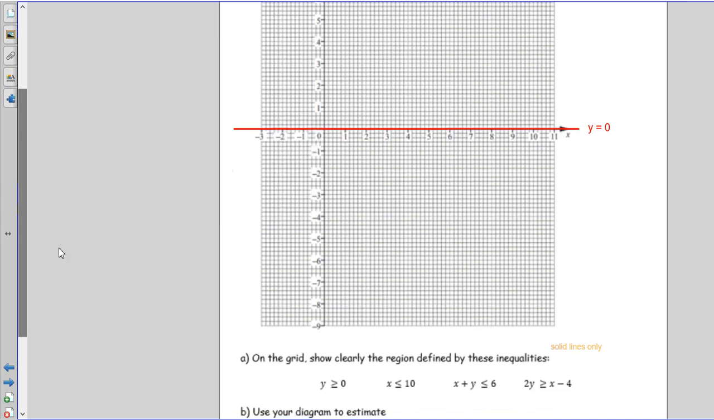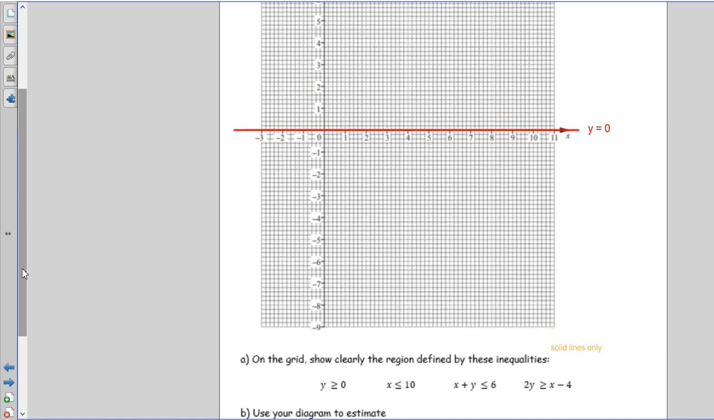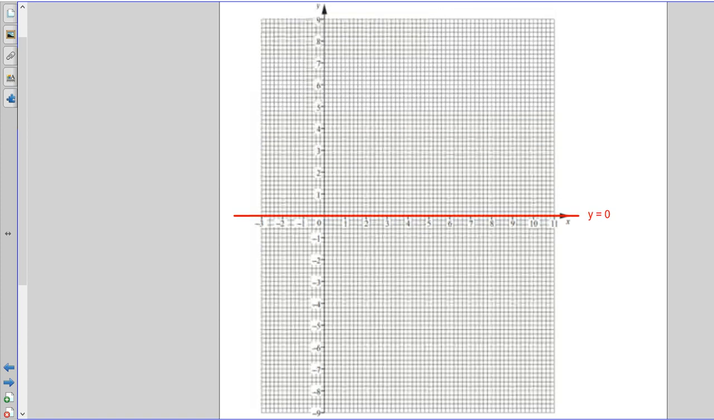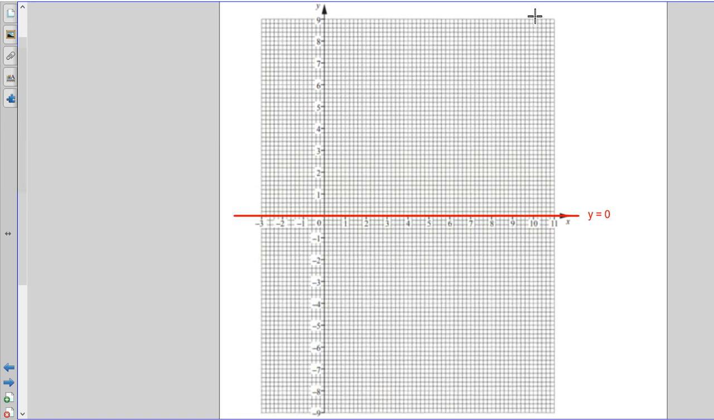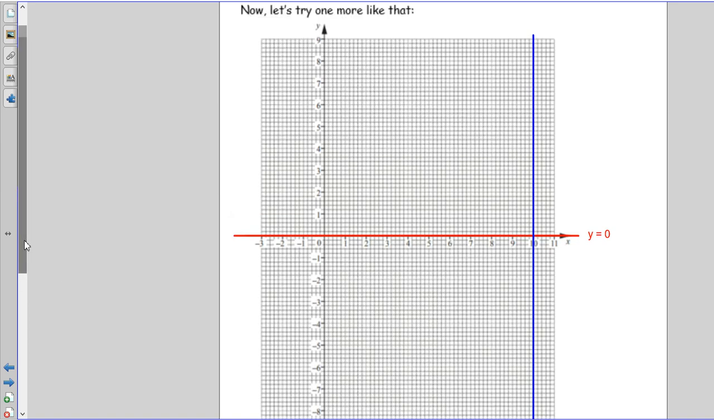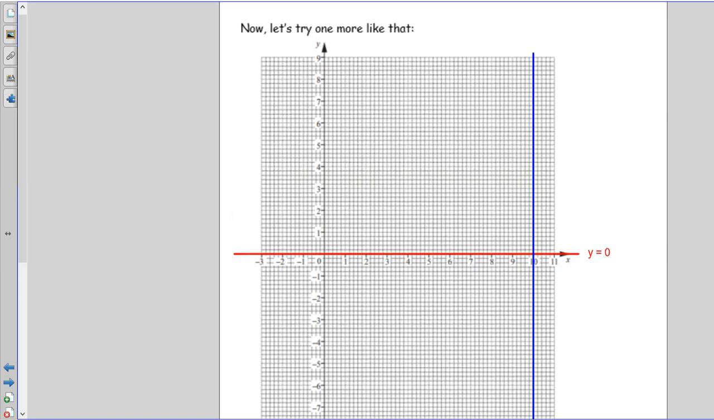Next one, x is less than or equal to 10. So it's going to be a vertical line through 10. I'm going to do that one in blue. Roughly through here. That's about right. And let's label it in blue. It's a vertical line and it's x equals 10. Always double check, like should it have been x is negative 10? Just make sure you read it properly.